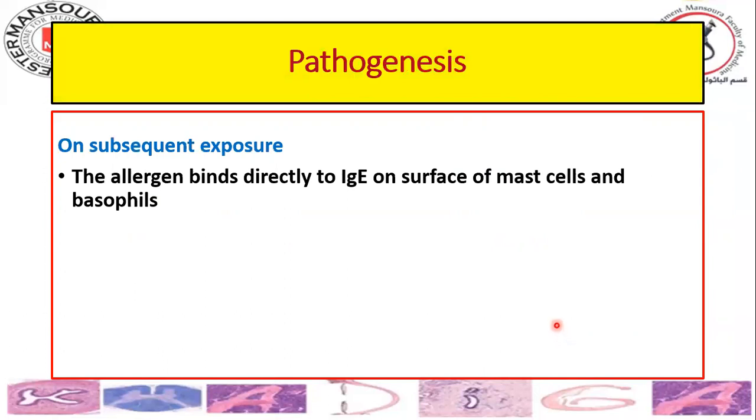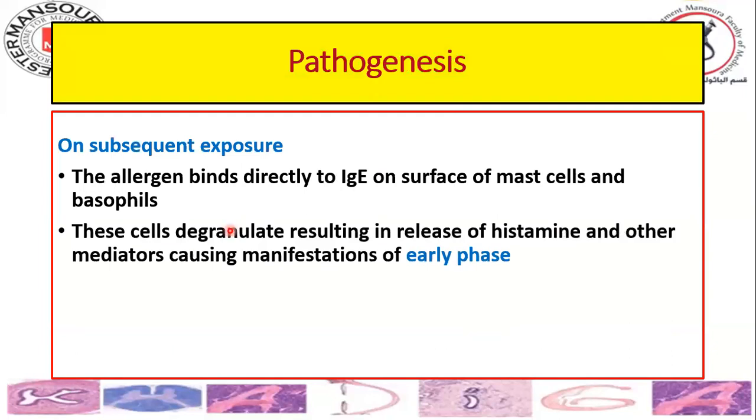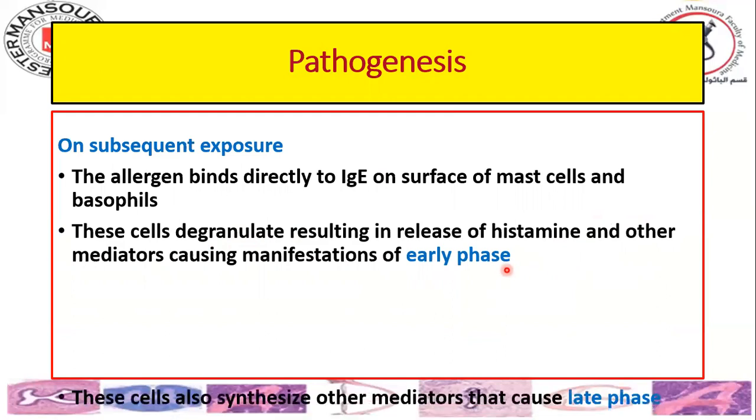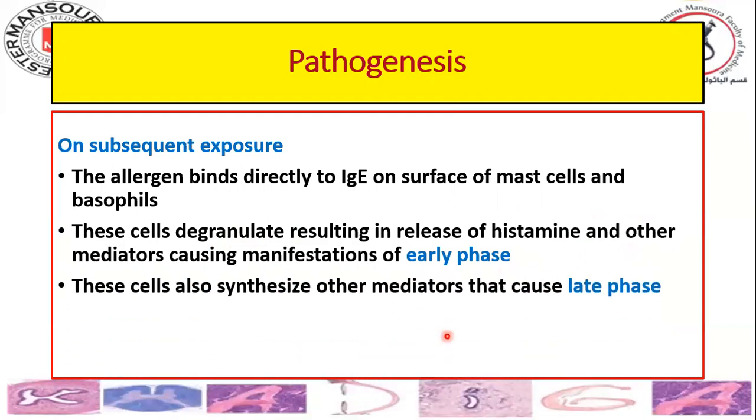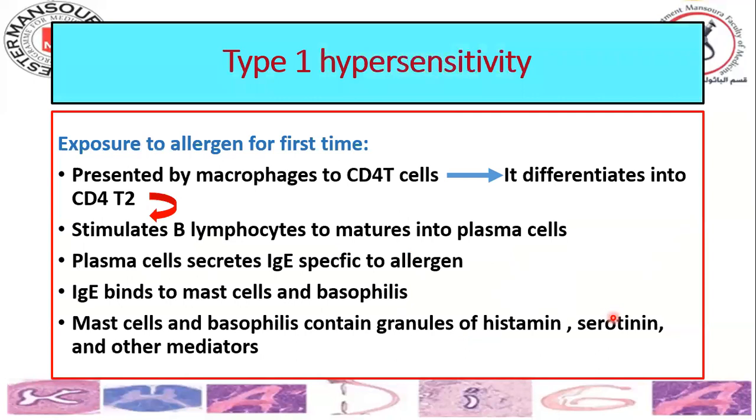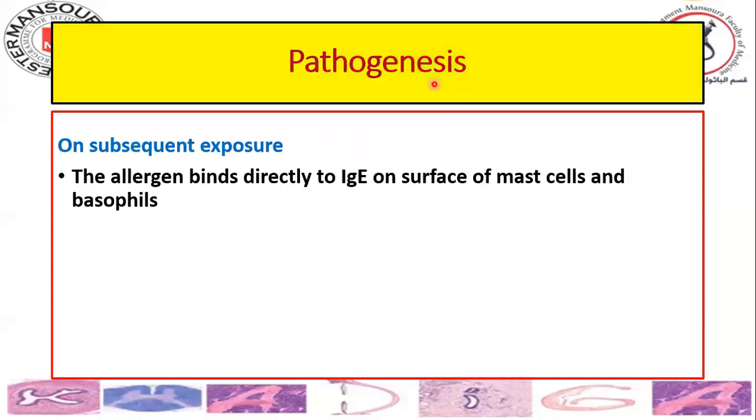So on subsequent exposure, the allergen binds directly to the IgE present on the surface of the mast cells and the basophils, without requiring the macrophage identification and the stimulation of the CD4 T helper cells. These cells degranulate, releasing the mediators leading to the early phase of asthma. And later on, with hours passed by, they synthesize other mediators and release them to cause the late phase of asthma. All of this pathogenesis we call type 1 hypersensitivity reaction, as it is characterized by IgE production.